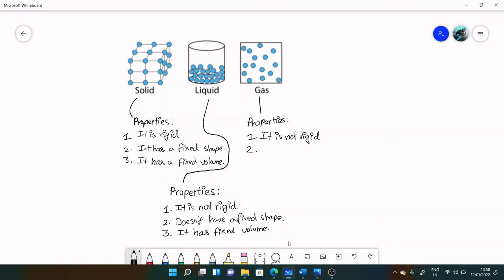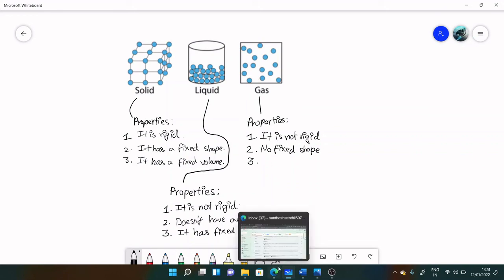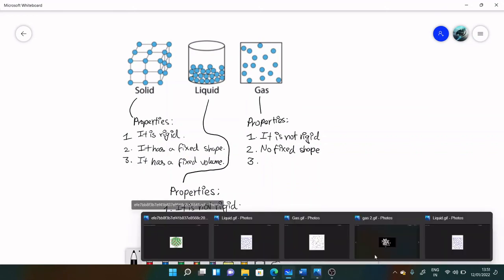Now, does it have a fixed shape? If it's not rigid, it won't have a fixed shape. Now, let's take a look at the volume. Volume is a little bit tricky part. Let's take a look at another GIF.